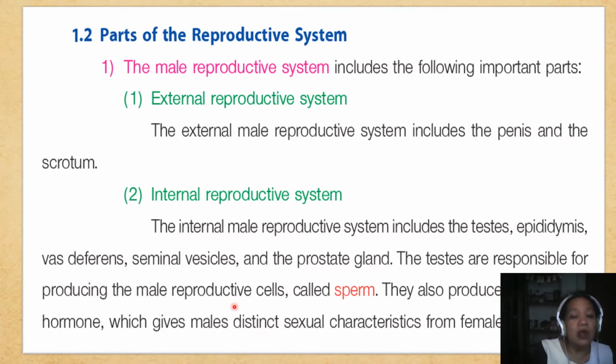So the male reproductive cells are called sperm. Okay? Sperm comes from the testis. And it also produces the male sex hormone, which gives males distinct sexual characteristics from females.